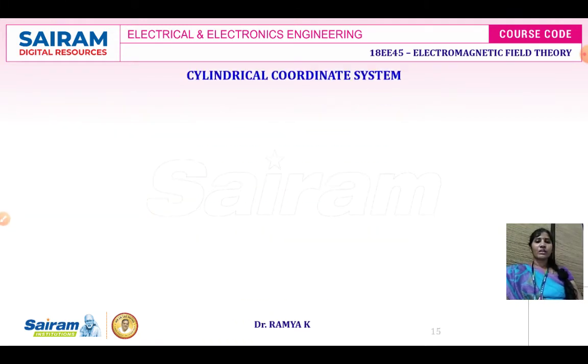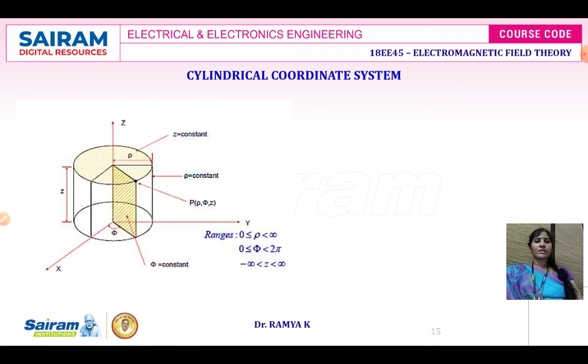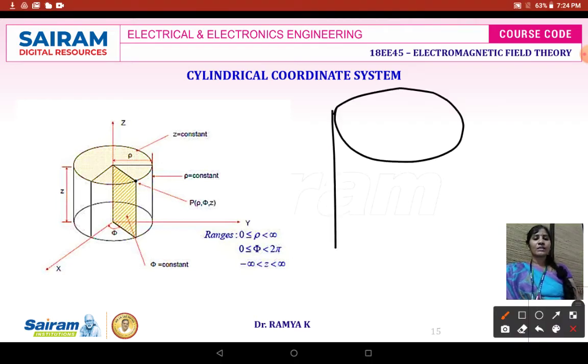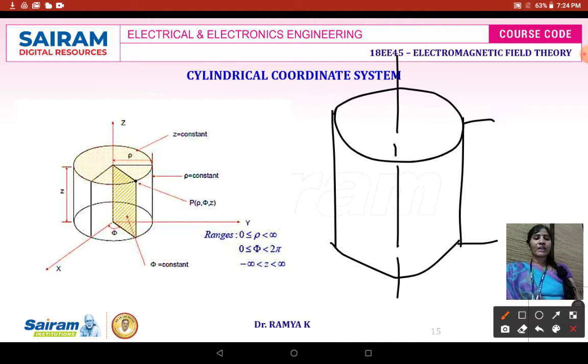Next one, the cylindrical coordinate system. In the cylindrical coordinate system, you have to consider a cylinder. A cylinder looks like a drum. It will have a height. This is going to be the height of the cylinder, and this is going to be the radius of the cylinder. The radius of the cylinder is going to be rho.